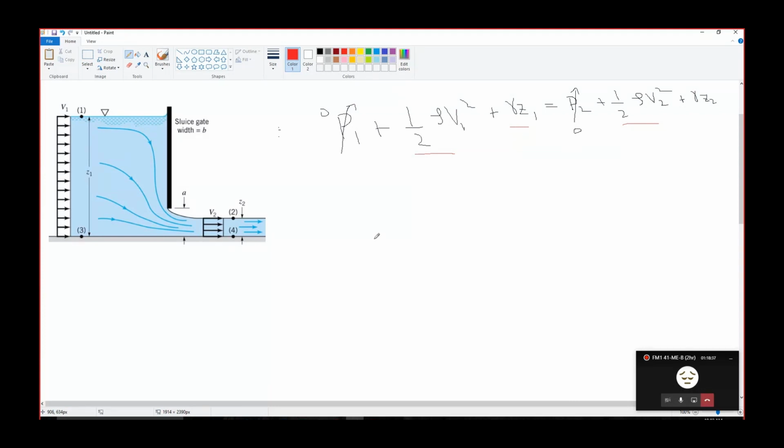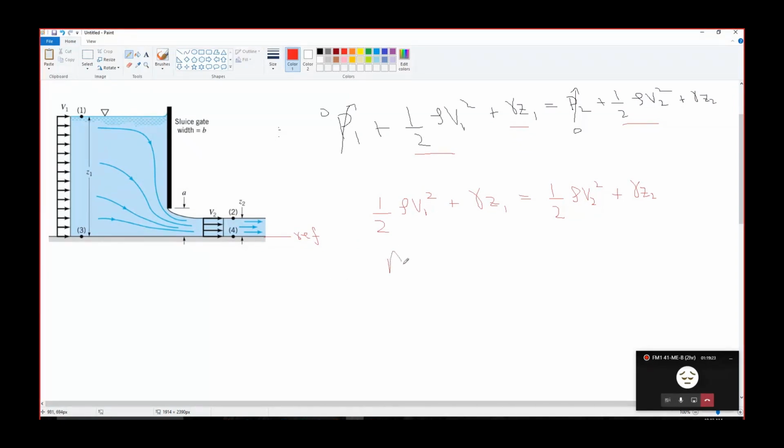It is given. If we take the base as the reference, if you place your reference here at the base, it is given as gamma Z1. And Z2 is also given to us, right? So we write half rho V1 square plus gamma Z1 equal to half rho V2 square plus gamma Z2.